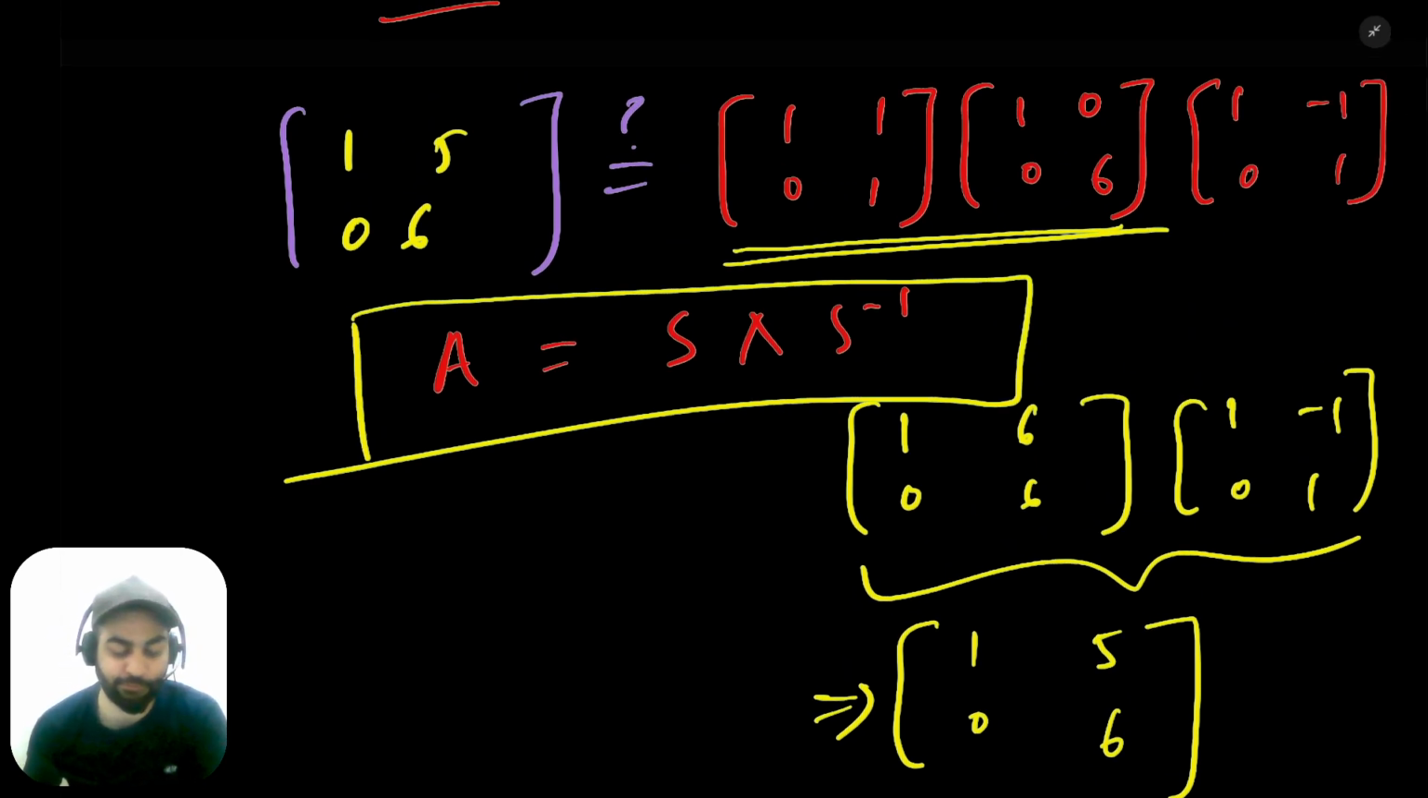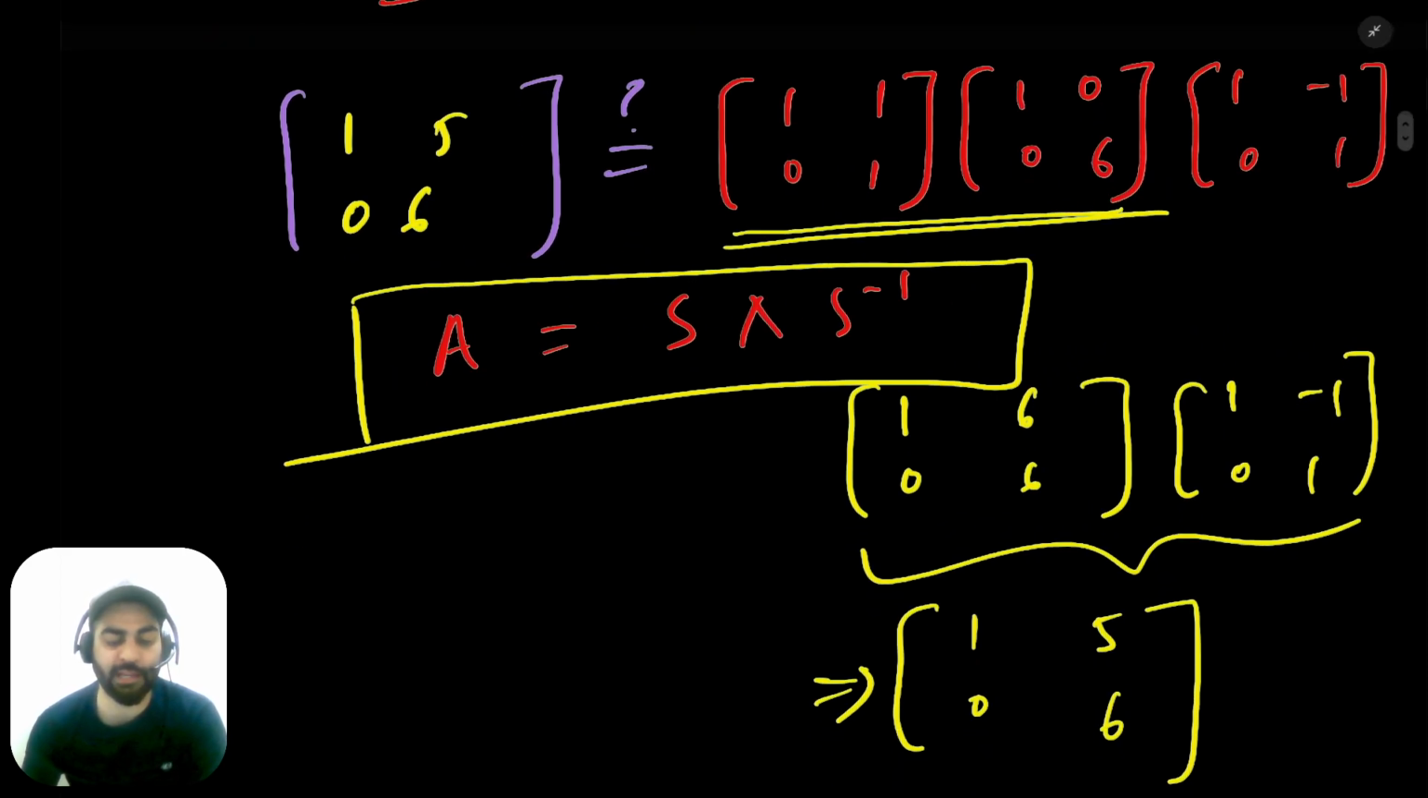So is it clear now? Is the process of diagonalization clear? So how do we diagonalize?